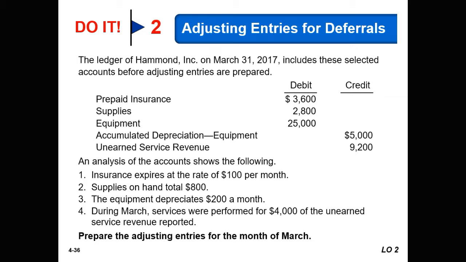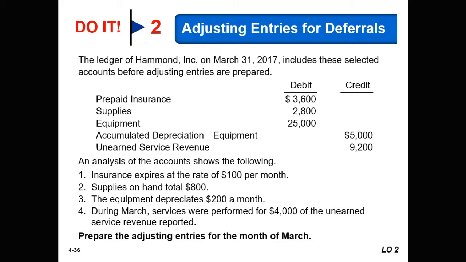We have Hammond here on March 31st, 2017. What we have illustrated here is a portion of their trial balance. See the debit and the credit side? What you're seeing here is a piece of the trial balance. We recognize that these pieces need adjusting entries.